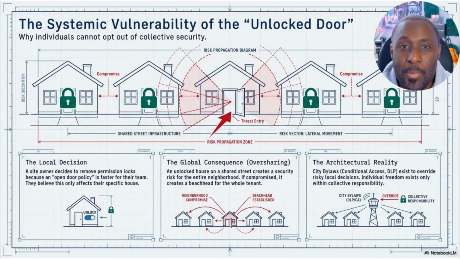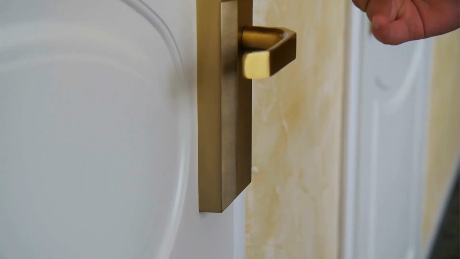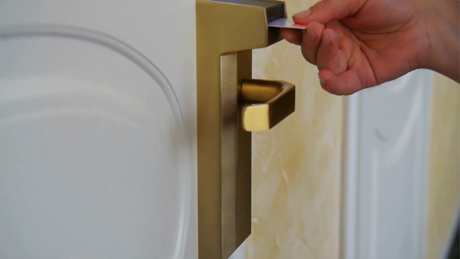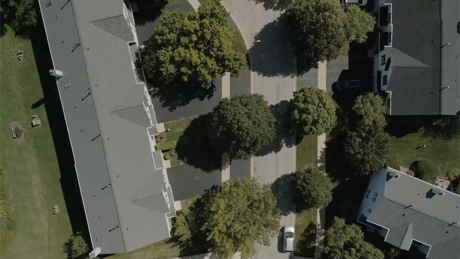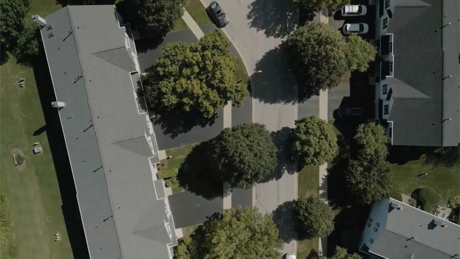Here's a sobering reality. One unlocked door can compromise the entire street. In SharePoint, when a single site or library has misconfigured permissions, it creates a vulnerability that ripples across your organization. Security isn't just about protecting individual houses, it's about protecting the whole neighborhood.